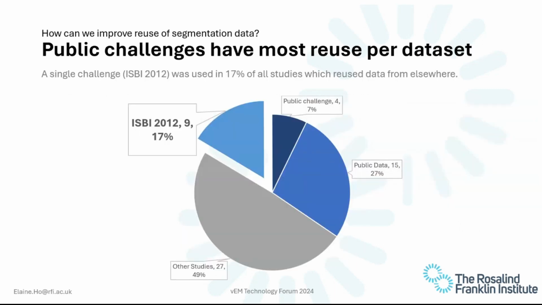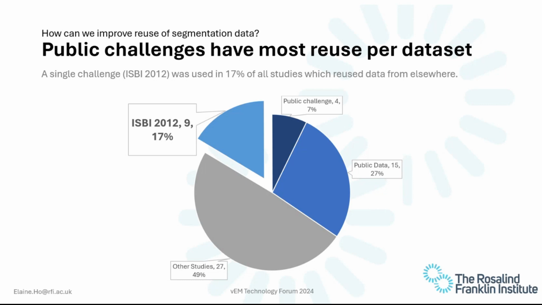The second thing we can do to improve reuse of segmentation data is use public challenges. We found that if you want to get the most reuse out of a single data set, a public challenge is the best idea. There was a single challenge held in 2012, which was reused in 17% of all studies which reuse data from elsewhere. That's a single data set that resulted in loads of different publications and loads of software tools that helped solve the same problem that the public challenge was addressing.